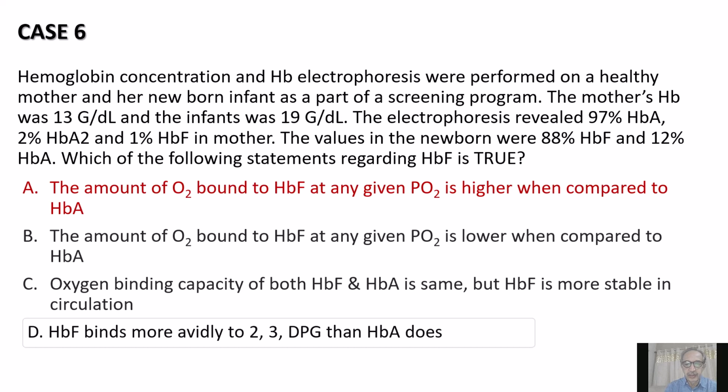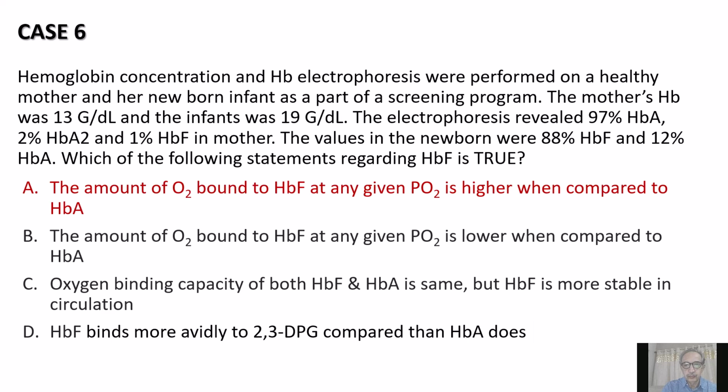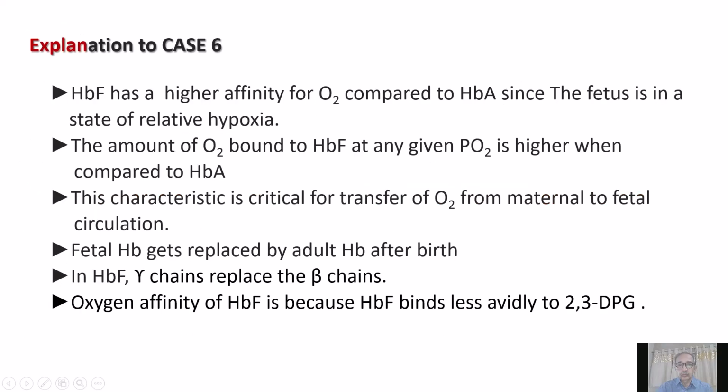2,3-DPG is increased in certain conditions of hypoxia, such as high altitude. It will shift the curve to the right. That means at any given PO2, more oxygen is given out or less is bound. So this is a property of HbF, ideal for intrauterine life.